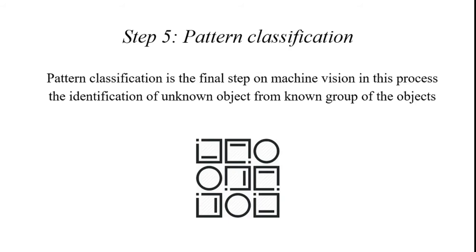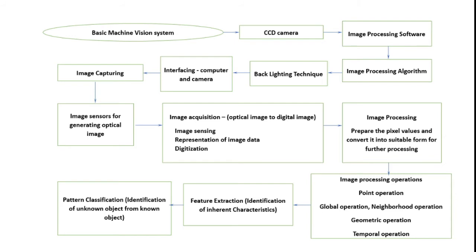Then after feature extraction of the image, we move through pattern classification. Here, what is pattern classification? What are all the things wanted and related to the real product? What are all the unwanted things available in the images? Likewise, we can classify, which is known as pattern classification. So pattern classification is the final step of machine vision. In this process, the identification of an unknown object from a known group of objects is the basic procedure available with the machine vision system.